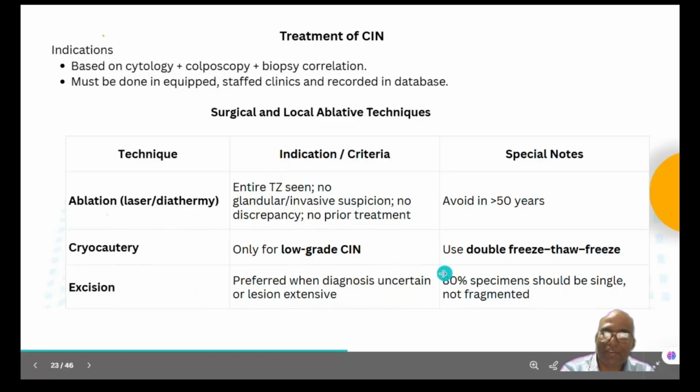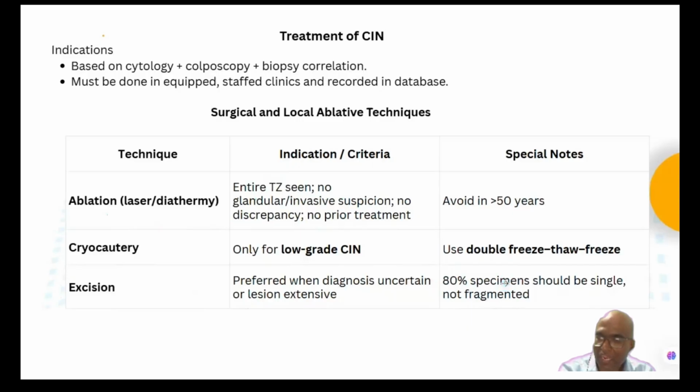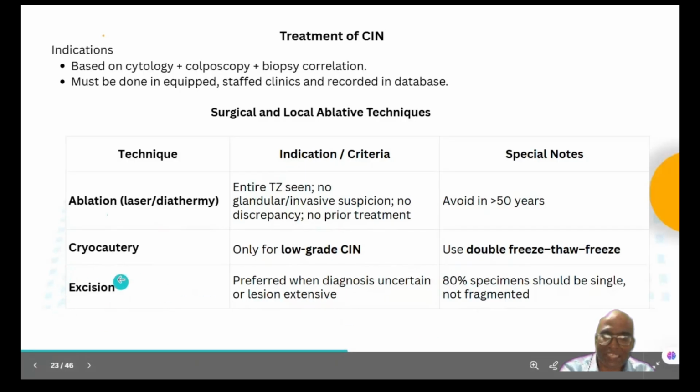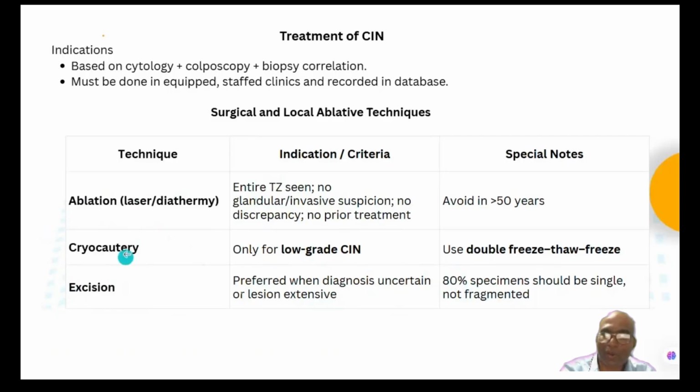80% of specimens should be single and not fragmented. This is actually a quality control criterion. When you take out the specimen, in 80% of cases it should be a single specimen because histological quality will be maintained, and that is very important. When you are excising, that is best because you need to have histological quality also. So if all these options are given, just select which one is best in that scenario. Excision will be best because it will maintain the histological quality. For low grade CIN, you may select the cryocautery also. If the age is more than 50 years, don't select the ablation or the laser diathermy.